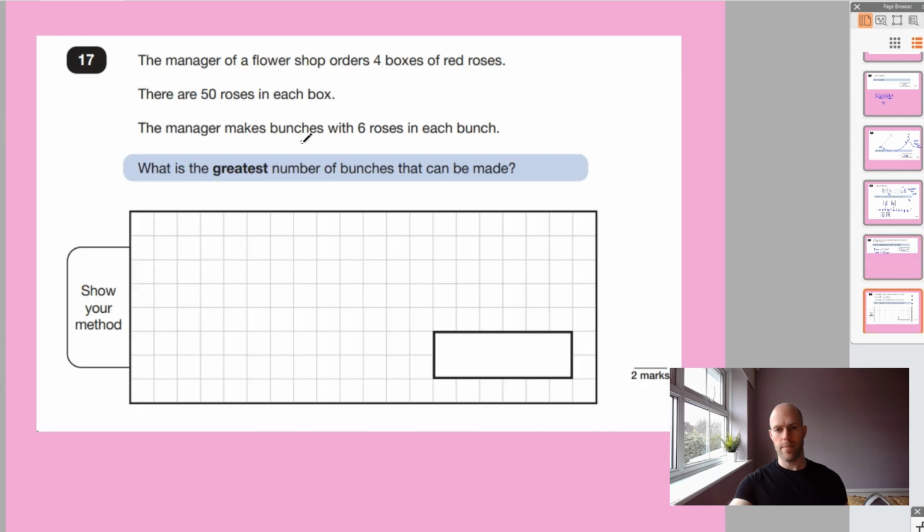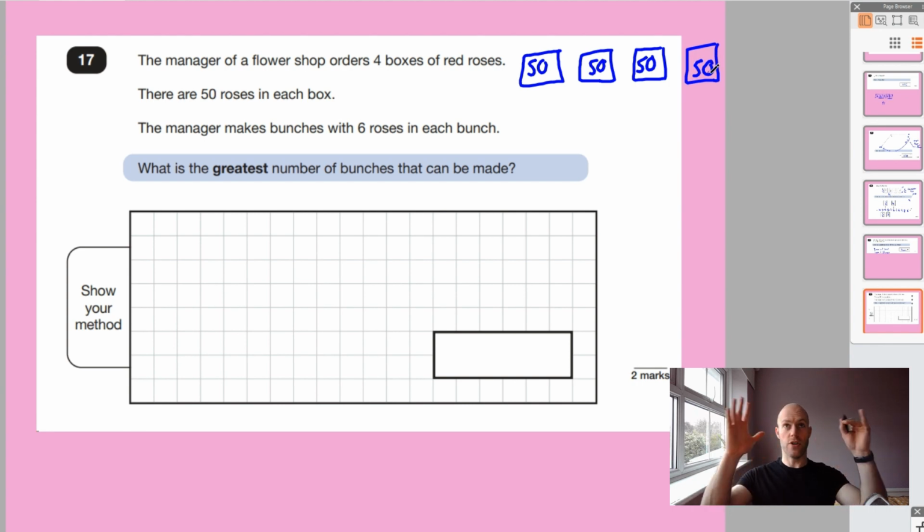Next one. This is one where I think we're going to draw a picture for. The manager of a flower shop orders 4 boxes of red roses. 4 boxes. There are 50 roses in each. I would be writing this. I would be writing 50 on each. I'm not even worried about the maths right now. I'm just visualizing what we've got.